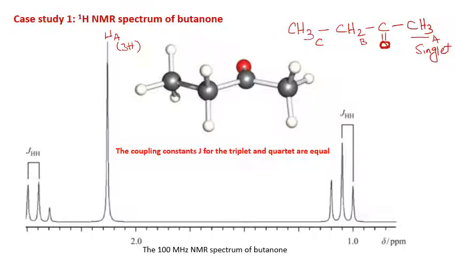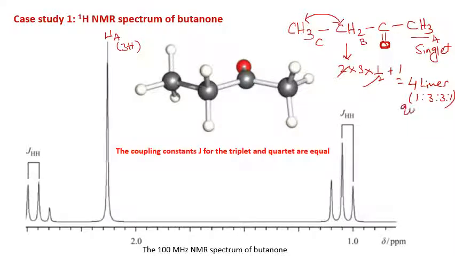For CH2, it is adjacent to the carbonyl, which cannot split this Hb proton, but this CH3, that is the Hc proton, can interact with this Hb proton, couple, and give the splitting. Now how many lines will be possible for this Hb proton? You can apply the 2nI plus 1 formula. This Hb proton will be coupled with 3 Hc protons, so n will be 3. For proton I is 1/2, so 2 times 3 times 1/2 plus 1 gives 4 lines, that is a quartet. Intensity will be 1:3:3:1.